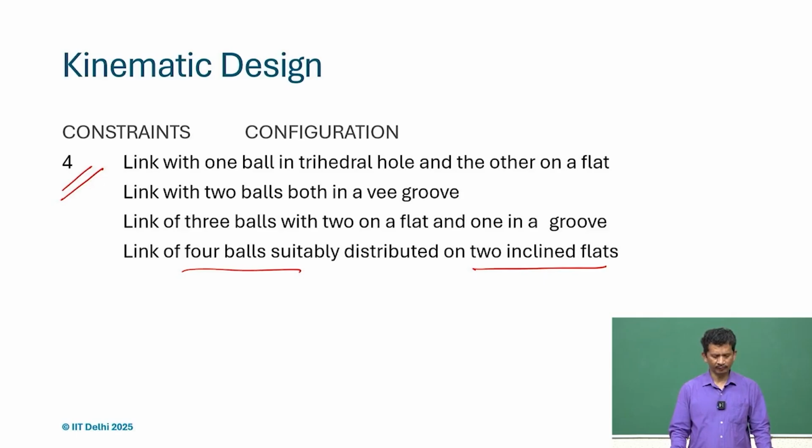how to place them. So, for 4 constraints, yes, we can use the earlier cases. For instance, if we put one ball in a tetrahedral hole, 3 constraints we can provide and the other we can put on a flat. So, again we get 4 contacts, so we will get 4 constraints.